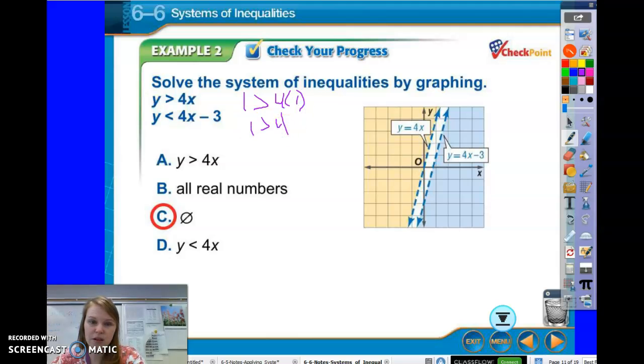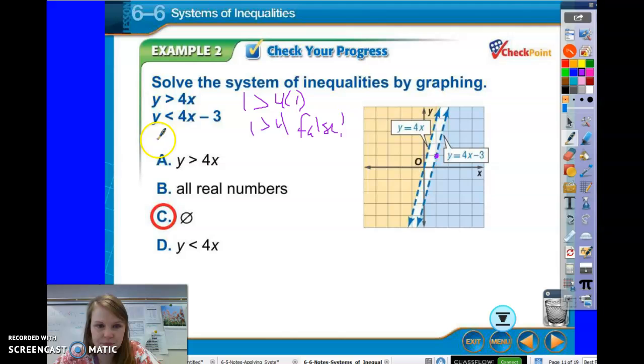Is that a true statement? And we would say false. So for that one, since that test point, we tested this one right here. Since that's a false statement, for this line here, we would shade the opposite side of that. So we would shade this side, not the side with the purple dot.